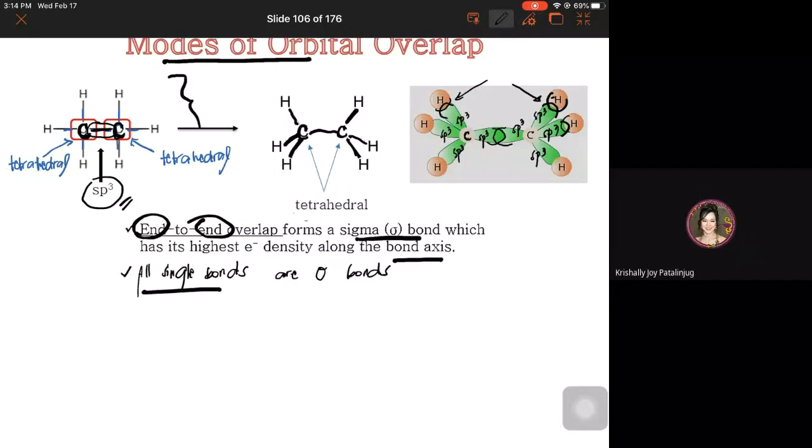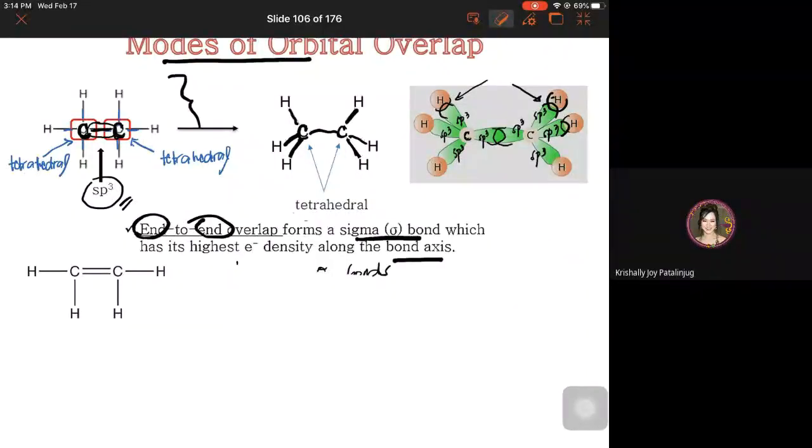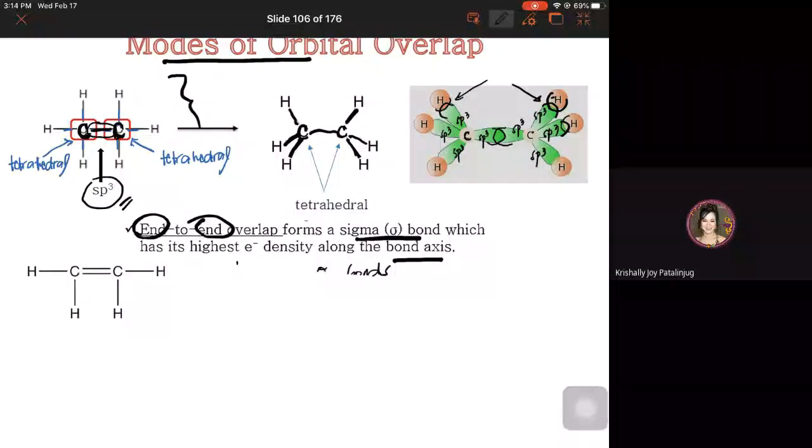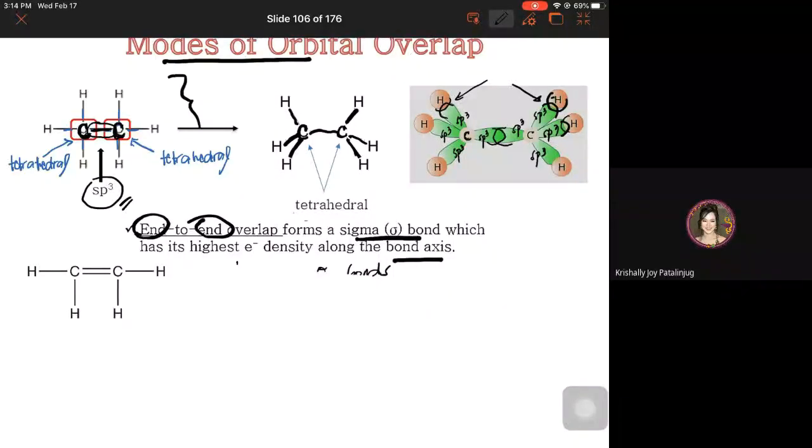Okay, next. In the case of the molecule ethylene, so this is ethylene. Remember, there are only two modes of orbital overlap forming two types of covalent bonds. The other type of orbital overlap will be observed in the molecules of ethylene and acetylene. So let's start with ethylene.